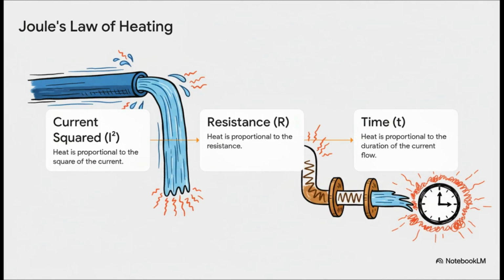Sometimes it's a feature. When current flows through something with resistance, it generates heat. Joule's law here tells us exactly how much heat, and it depends on the current, the resistance, and for how long it flows. This is precisely how your hairdryer, your electric stove, and even safety fuses work. They're designed to get hot.